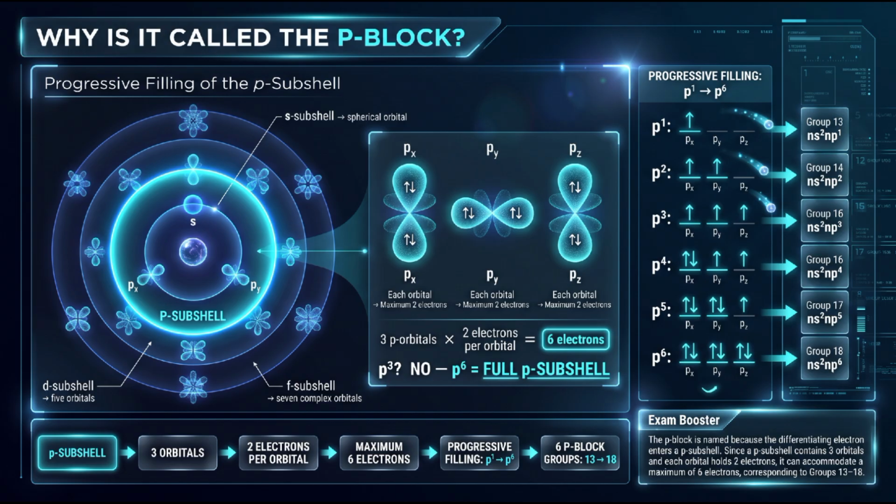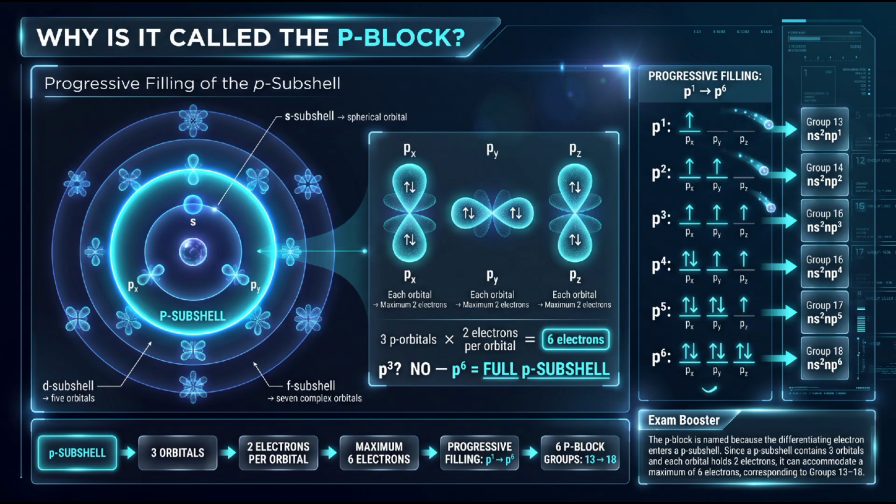The sequence can therefore be understood very simply. p1 corresponds to 1 electron in the p subshell. p2 corresponds to 2 electrons. p3 corresponds to 3 electrons. p4 corresponds to 4 electrons. p5 corresponds to 5 electrons. And p6 corresponds to 6 electrons and a completely filled p subshell. This progressive filling is the fundamental reason behind the 6-group structure of the p block.